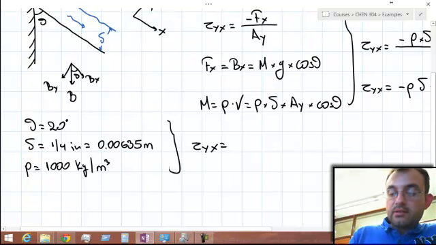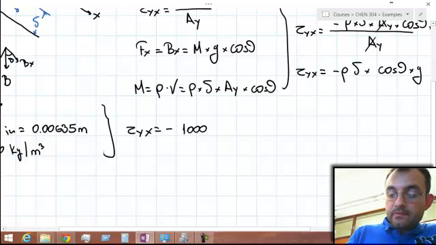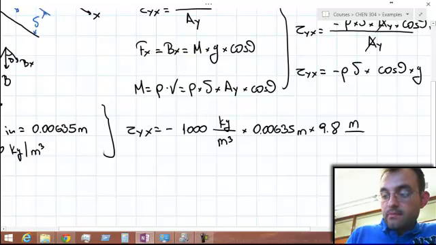I'm getting that the shear stress equals minus 1000 kilos over cubic meter times the depth times the acceleration of gravity times cosine of 20 degrees.